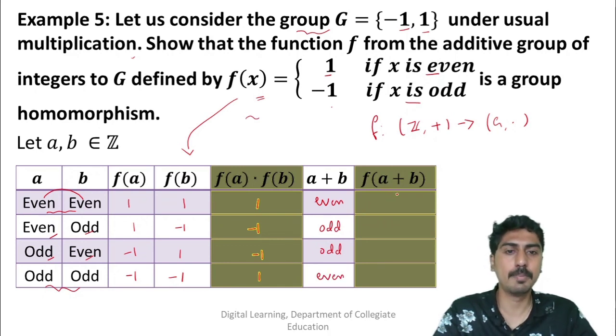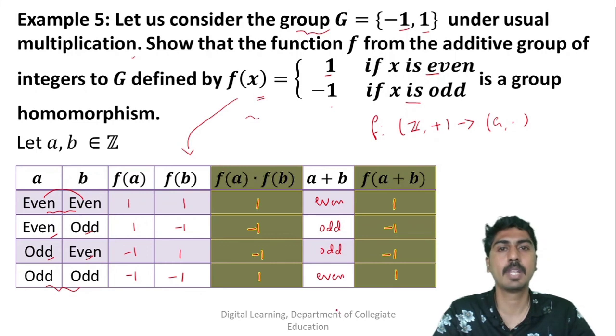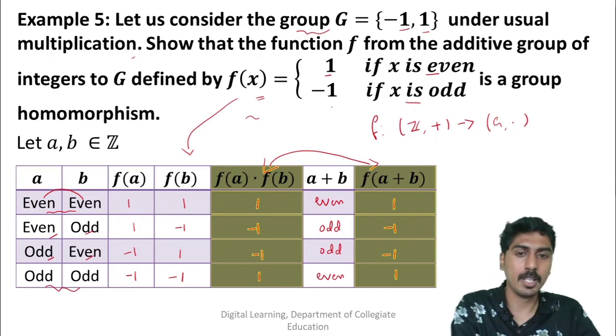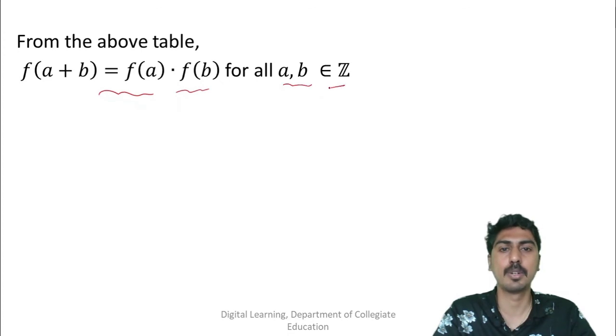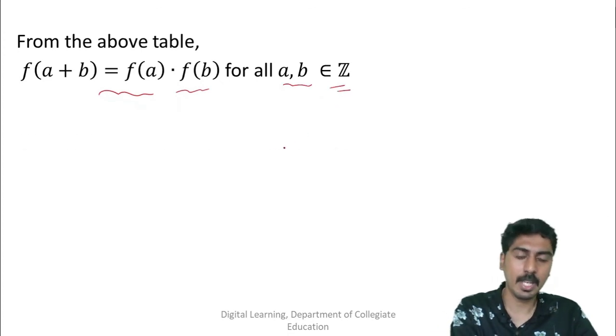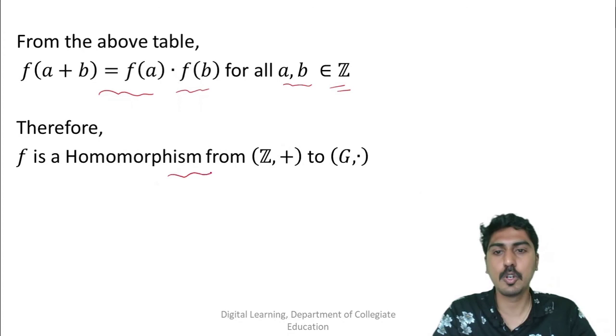Now f of a plus b becomes 1, minus 1, minus 1 and 1. If you compare these two columns, they are identical. So from the above table, we have f of a plus b is equal to f of a into f of b for all a, b belongs to Z. And therefore, f is a homomorphism from the group Z plus to the group G dot.